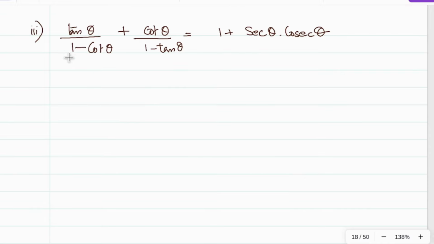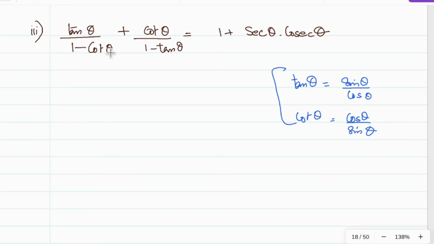Now let's do question number 3. Tan²θ divided by 1 minus cot²θ, plus cot²θ divided by 1 minus tan²θ. We have to prove that this is equal to 1 plus sec²θ cosec²θ. So here, tanθ we can rewrite as sinθ divided by cosθ. Cotθ can be written as cosθ divided by sinθ. So these two equations we need to insert in our equation.